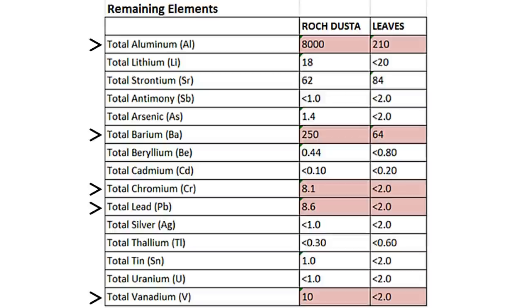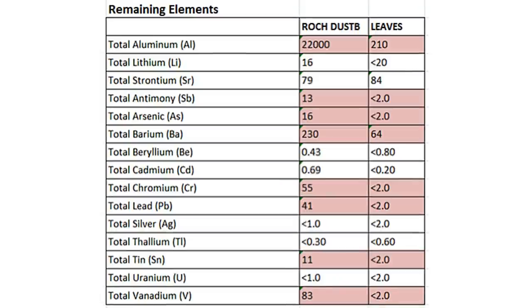Though these elements are toxic in sufficient concentrations, I'm not suggesting these levels pose a threat. That said, I see no reason to add more of these elements to the soil, and I definitely prefer the lower levels found in the leaves. The picture looks similar with rock dust B, which has significantly higher levels of aluminum, antimony, arsenic, barium, chromium, lead, tin, and vanadium.